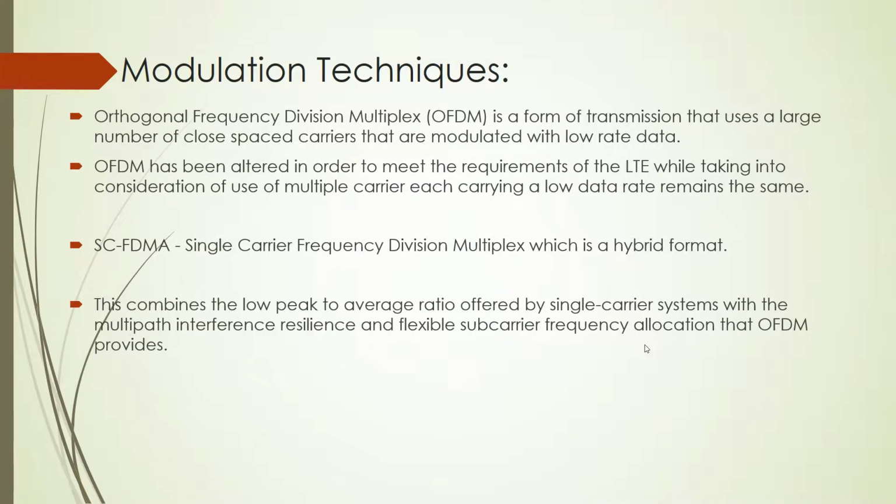Modulation techniques. Orthogonal frequency division multiplex (OFDM) is a form of transmission that uses a large number of closely spaced carriers that are modulated with low rate data. OFDM has been adopted in order to meet the requirements of LTE, making use of multiple carriers, each carrying a low data rate.